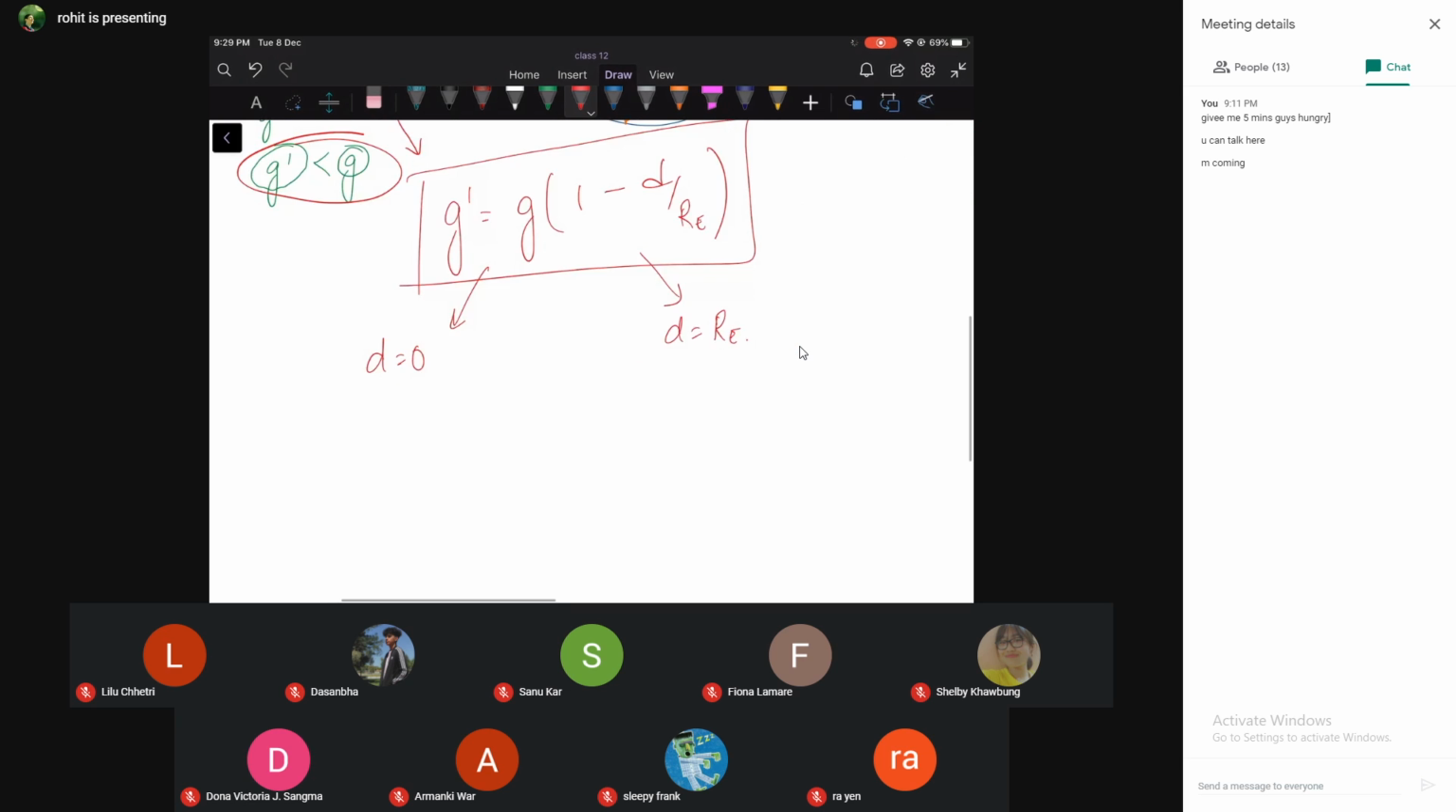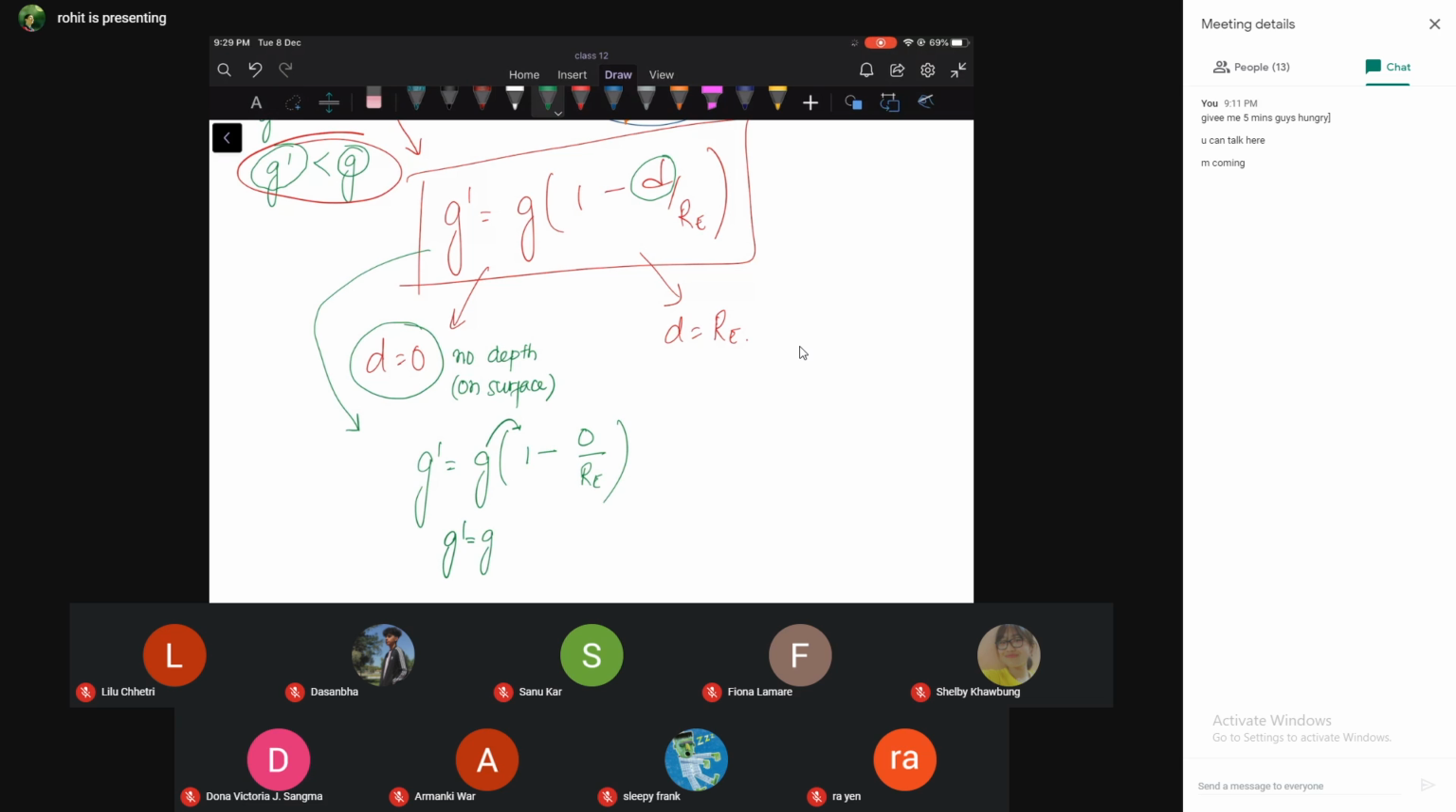So the meaning is very simple. d = 0 means no depth. No depth means we are on the surface. On the surface, check what will happen to this formula. Our formula will be g' = g(1 − 0)/R_E, because our depth is 0. Zero divided by R_E is 0 only, so I'm simply going to get g into 1. That means g' = g.